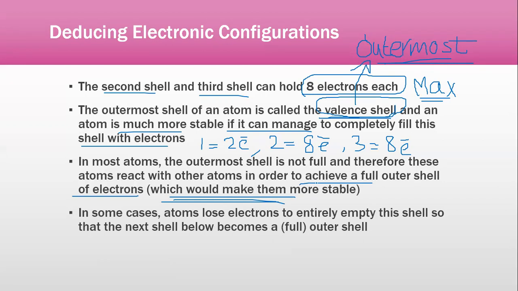Now the atoms who have not completed their outermost shell, in order to complete their outermost valence shell and in order to complete the number, they have to react with other atoms, and that is why they form compounds so they can fill their outermost electrons and can become neutral, which would make them more stable.